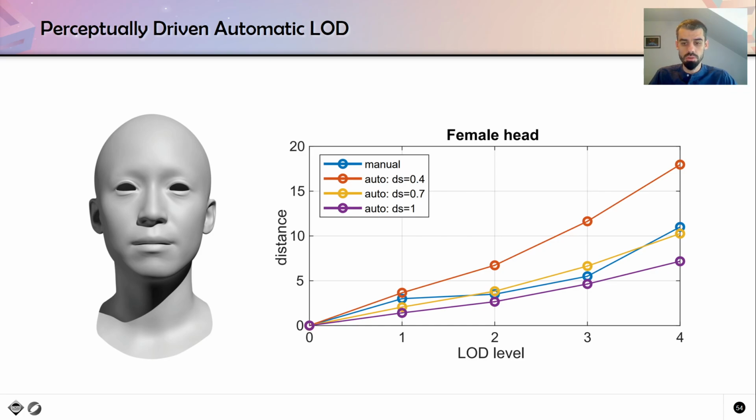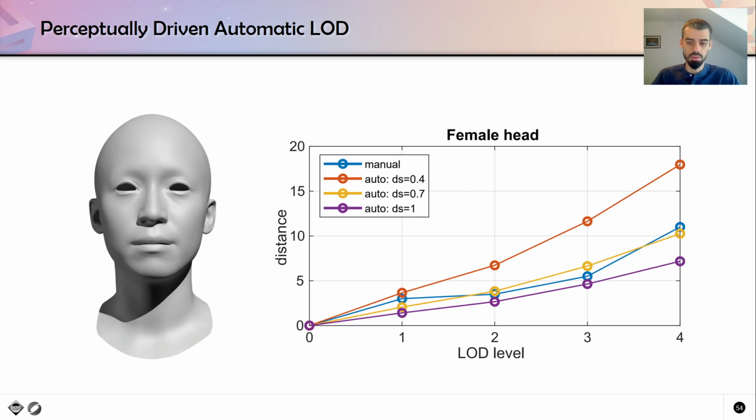Next, we used our metric to find the shortest distances for which the swap between the LOD meshes becomes invisible. We tested 3 different thresholds, 0.4, 0.7 and 1 JOD, depicted in the plot as red, yellow and purple lines. Next, we asked an artist to set the swapping distances manually, as one would do during the process of asset authoring. Artist choices are depicted as the blue line in the plot.